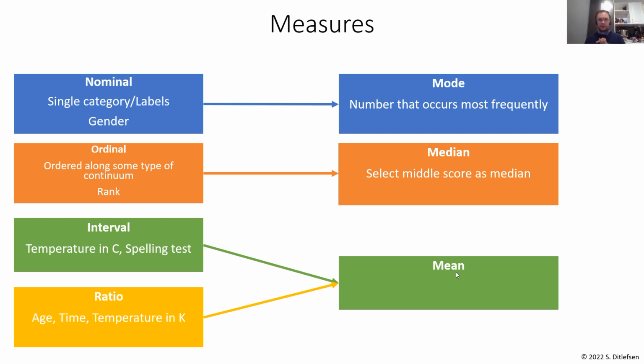So let's sum up. Nominal, single category labels for gender, they use the mode. Mode is the number that occurs most frequently. Ordinal, ordered along some type of continuum, for example rank, they use median, and you select the middle score as the median. Interval is temperature in Celsius or a spelling test, they have a special interval. And ratio, age, time, temperature in Kelvin, they have a true zero, they use mean.